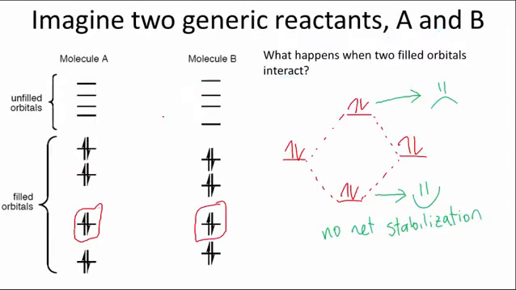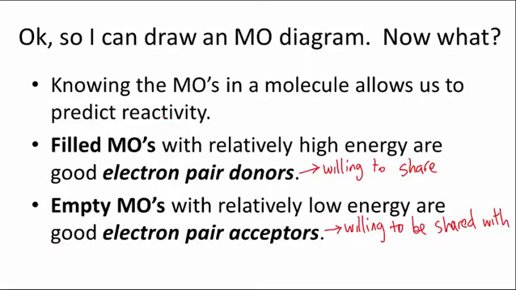All right. So going back to this statement I started with, filled molecular orbitals with relatively high energy are good donors. Empty molecular orbitals with relatively low energy are good acceptors. So those are going to be the best interactions between high energy donors and low energy acceptors because they'll be as close together as possible.